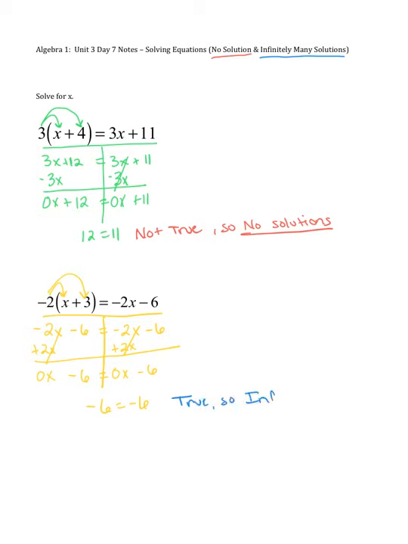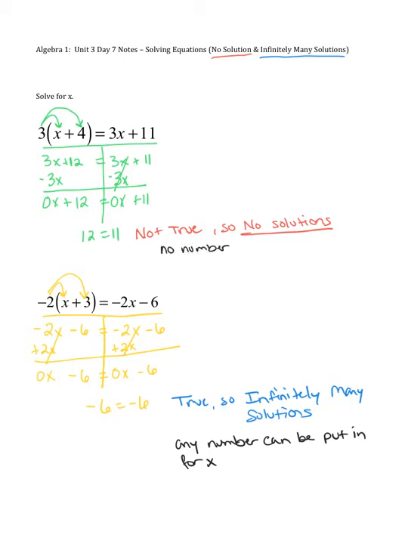So, infinitely many solutions. This means any number can be substituted, can be put in for x. There's not one solution, there's an infinite number of solutions. And up here, no number in the universe will work.